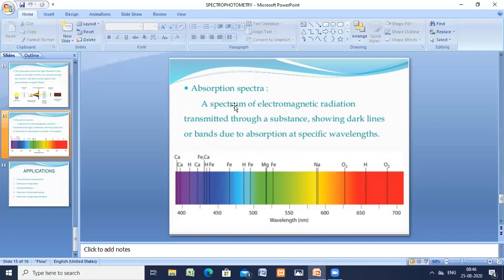Absorption spectrum: the spectrum of electromagnetic radiation transmitted through the substance. It shows dark lines or bands due to absorption at specific wavelengths. Here you can see the spectrum of the electromagnetic radiation transmitted through the substance, with dark lines and bands due to absorption at specific wavelengths. The wavelengths 400 and 700 mark the visible region.